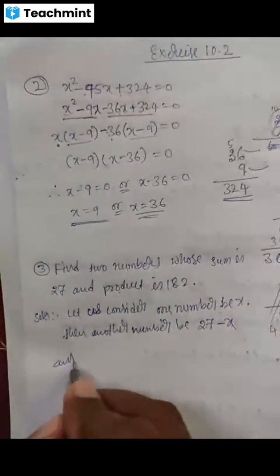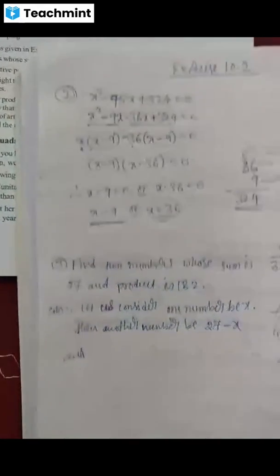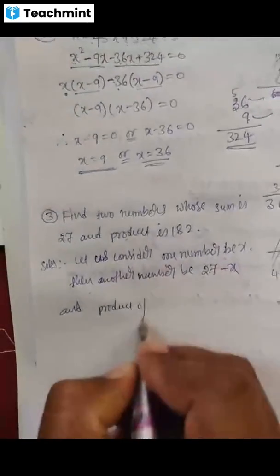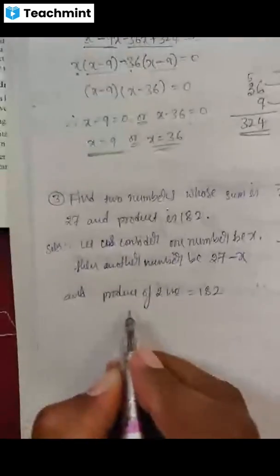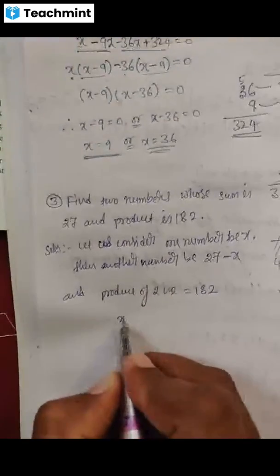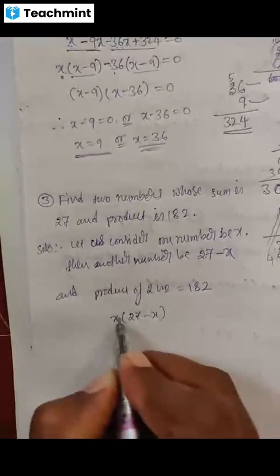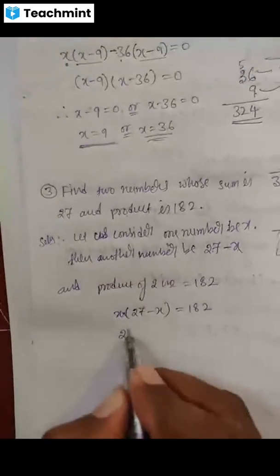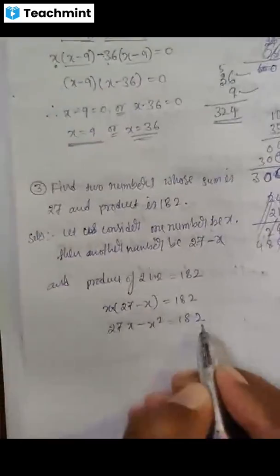And one more thing is given, whose product is 182. Product of two numbers is equal to 182. So what are the two numbers? One is x and another one is 27 minus x. So product of these two is 182. So multiply this, 27x minus x square is equal to 182.